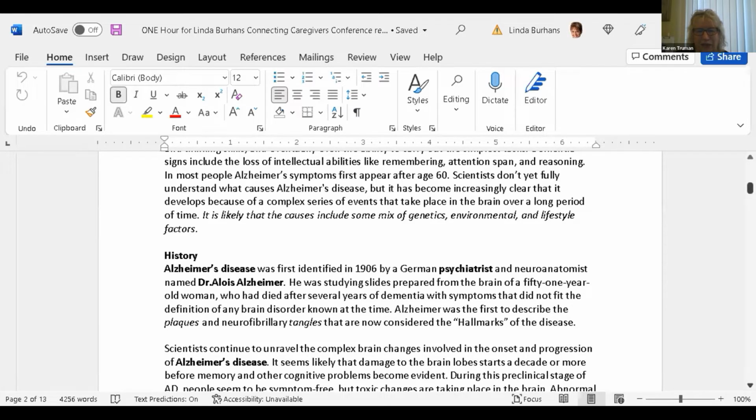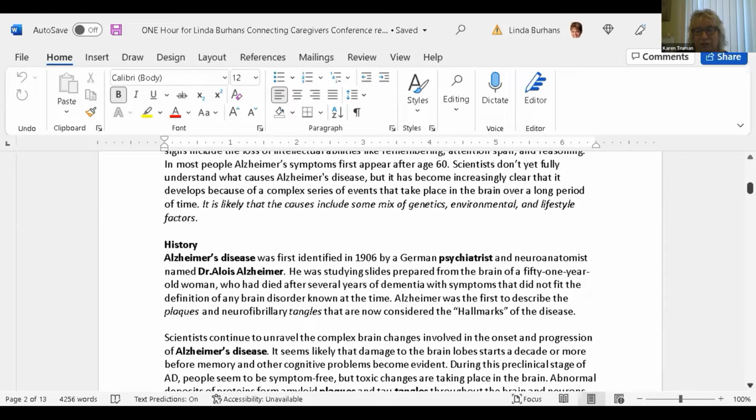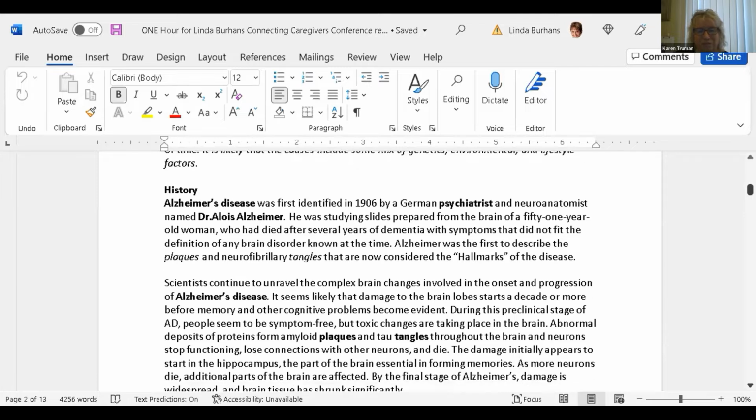So anyway, it really can take place in the brain over a long period of time. And it's likely that the causes include some mix of genetics. We can't help who we are. Environmental, sometimes what we're exposed to in the environment, there could be lead in the water. We could have been exposed to chemicals, different toxins, and our lifestyle. Lifestyle might have a big influence, so if you don't take care of yourself, that could be very, very bad down the road.